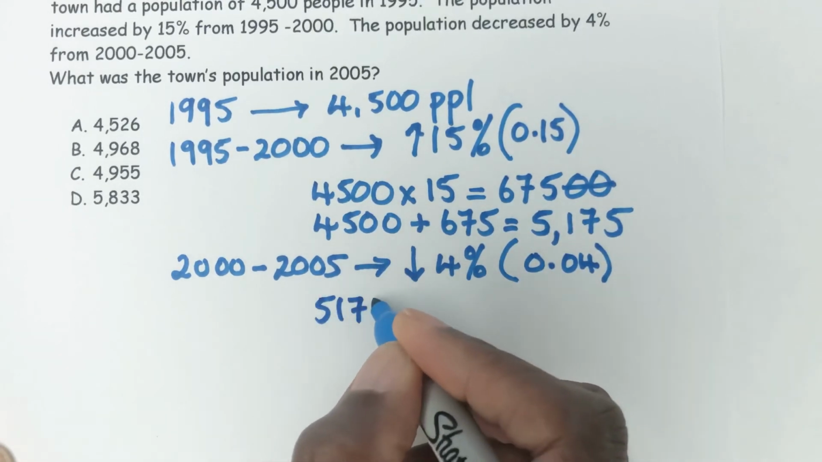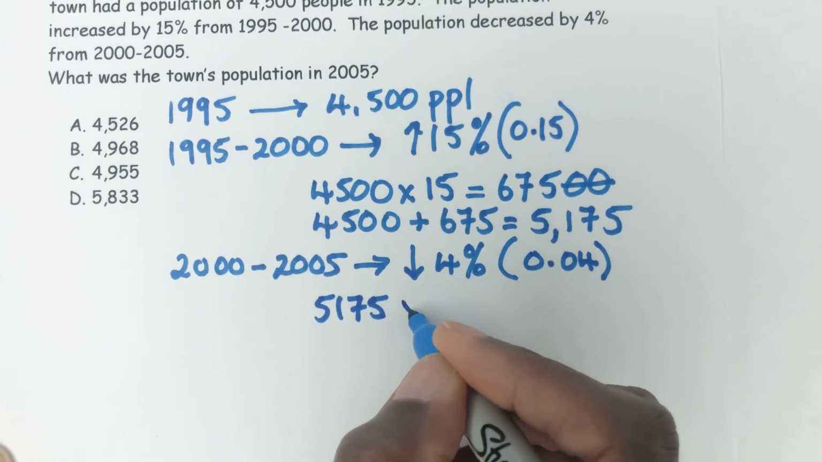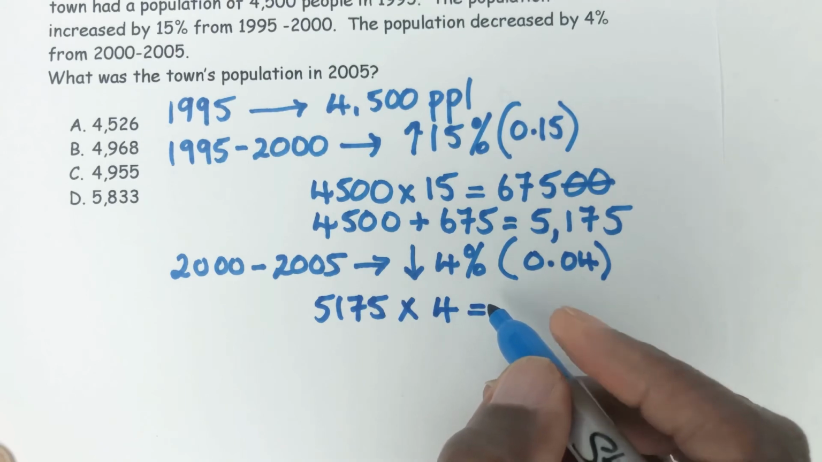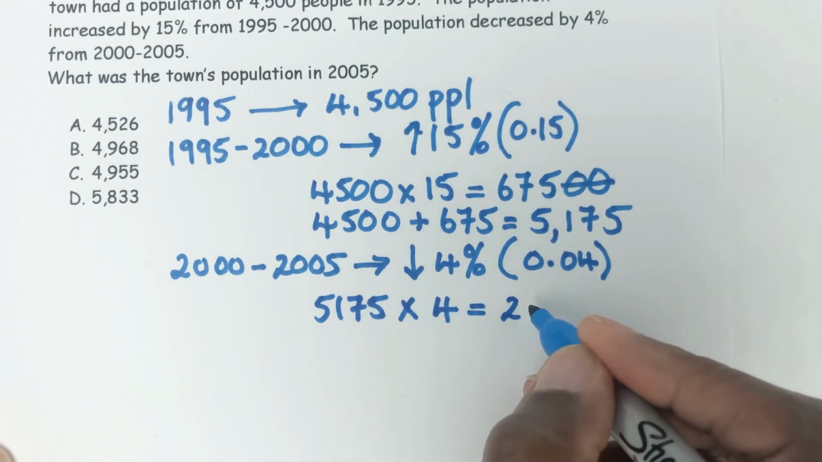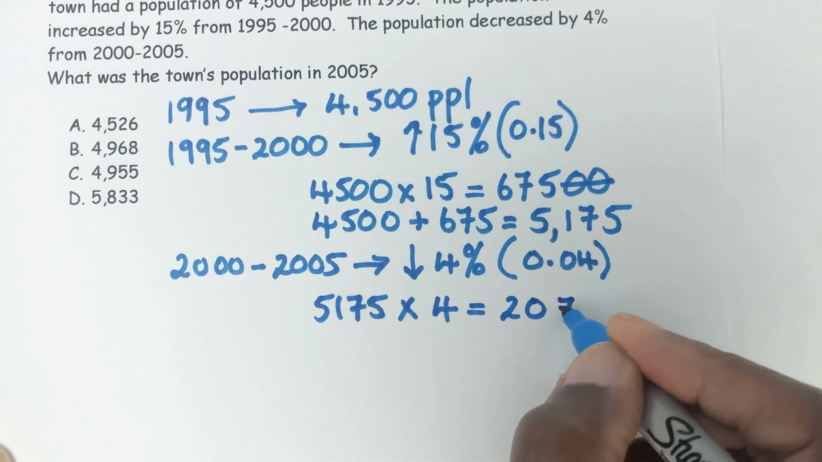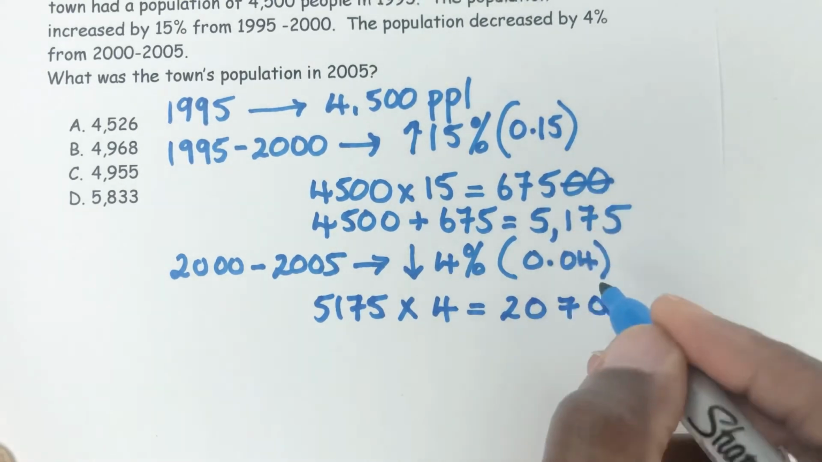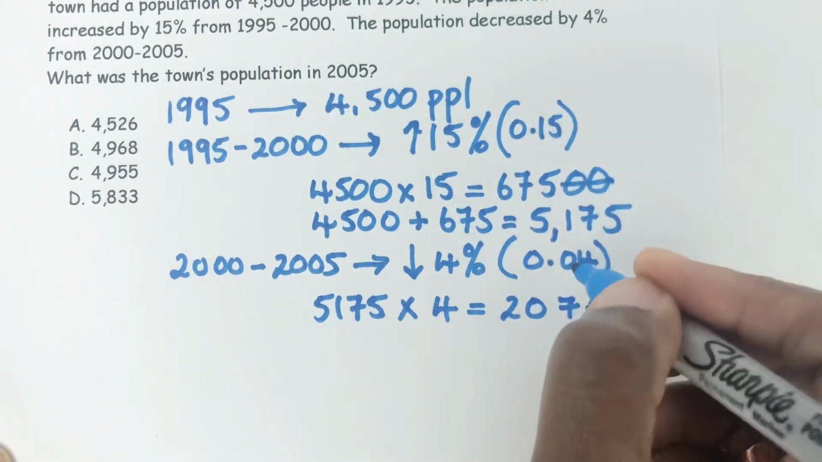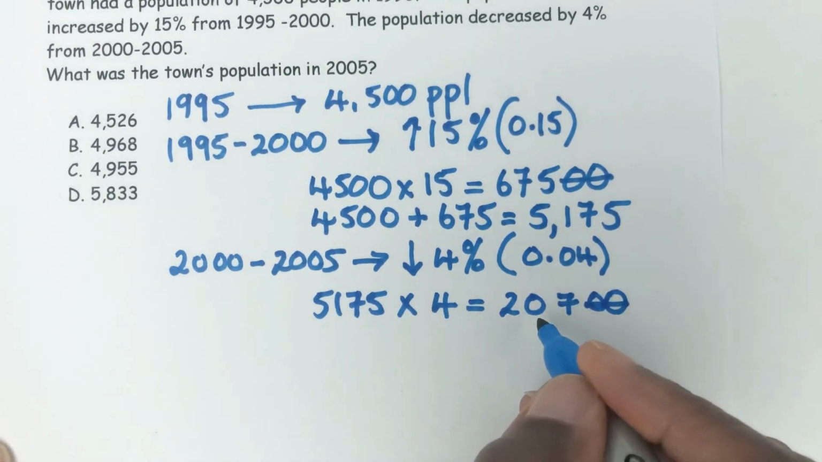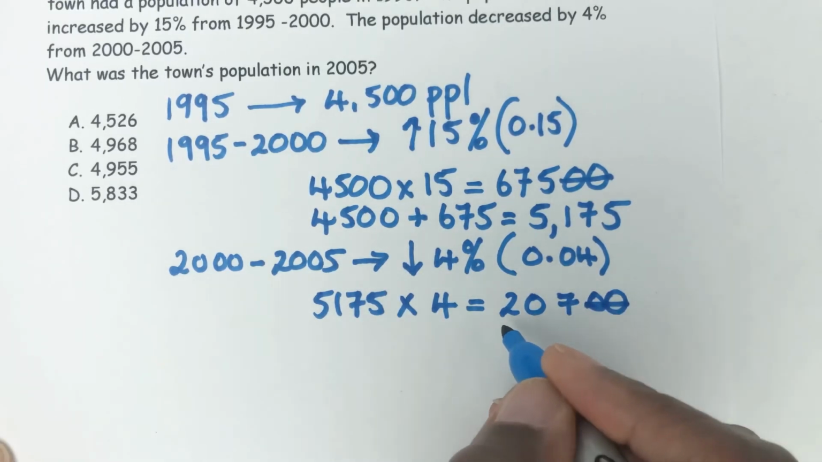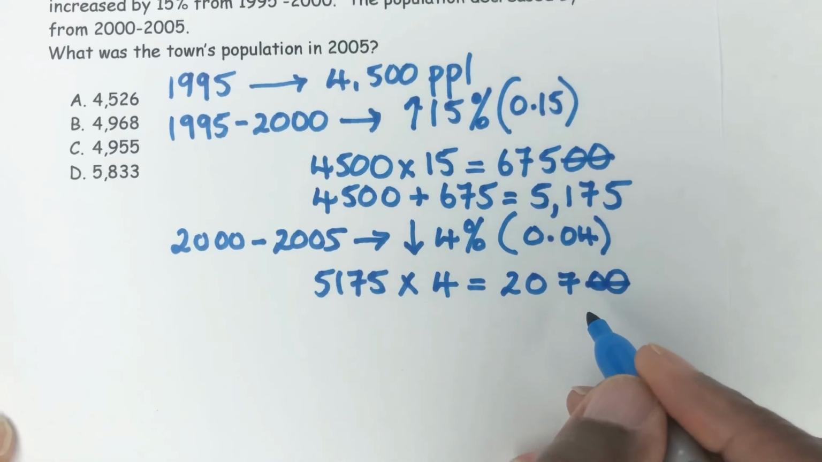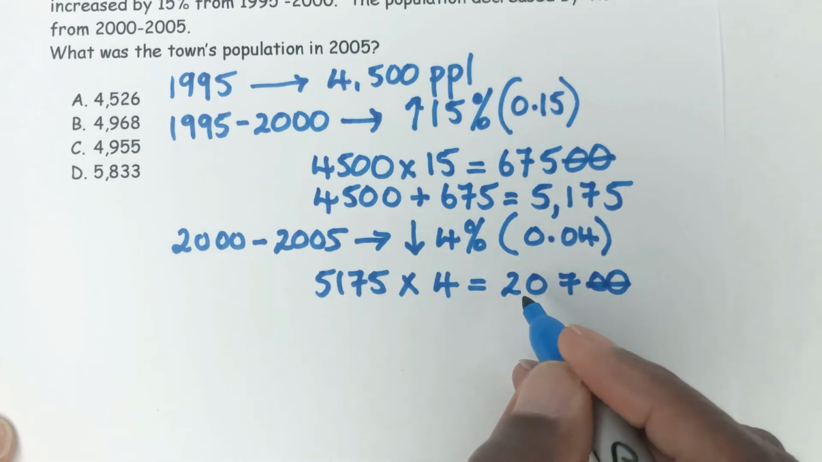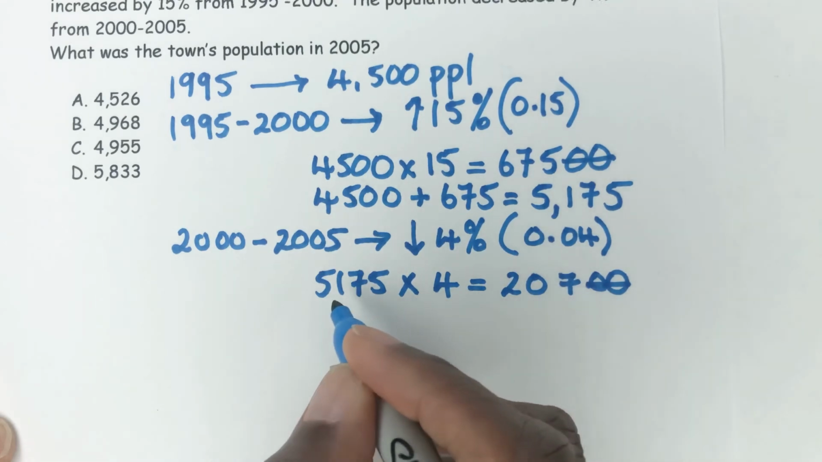So now you're taking the 5,175 and you are multiplying that by 4. Right? No calculations. The answer would be 20,700, but you're going to have to get rid of these two zeros because you would usually divide by 100 if you're working from the decimal perspective, but we're not, right? So you have to take those two zeros off. So it's 207. And then remember, it was a decrease. The question said a decrease of 4%.